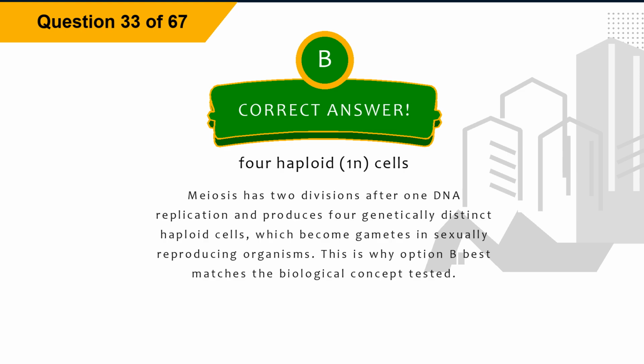The correct answer is option B, 4 haploid, 1N, cells. Explanation: meiosis has 2 divisions after 1 DNA replication and produces 4 genetically distinct haploid cells, which become gametes in sexually reproducing organisms. This is why option B best matches the biological concept tested.